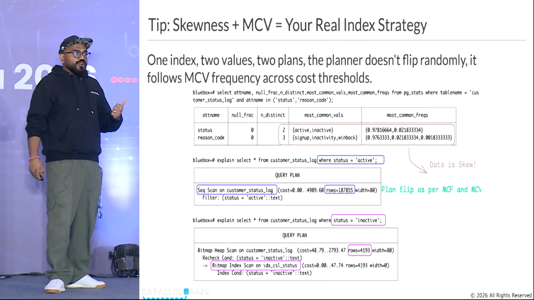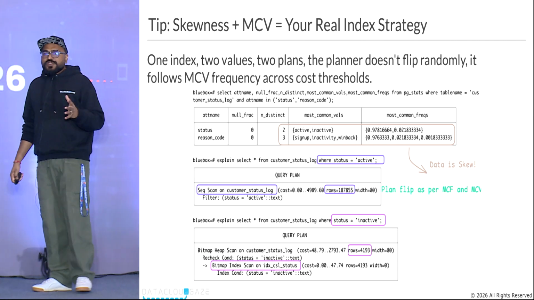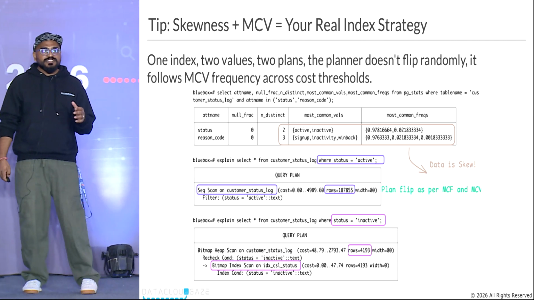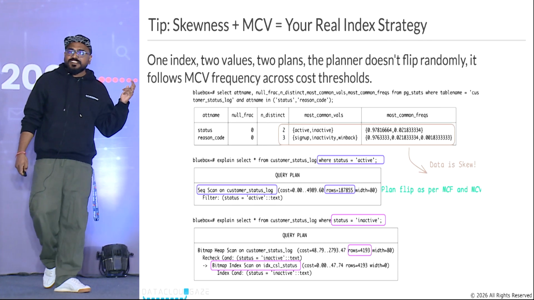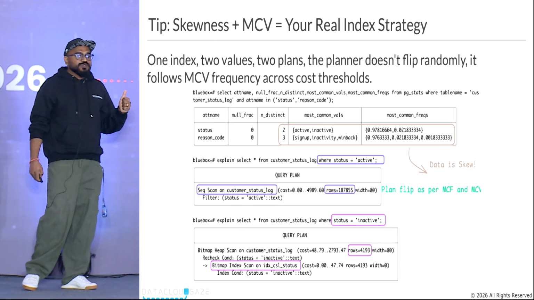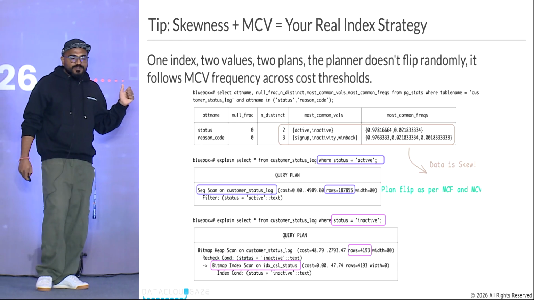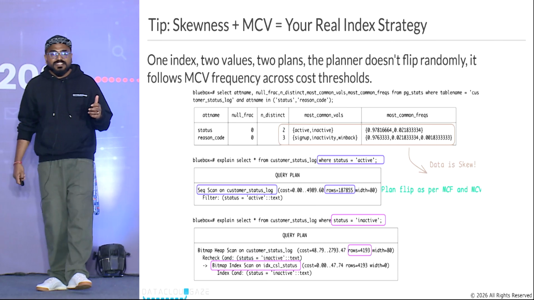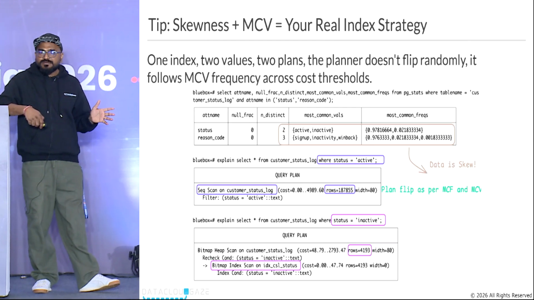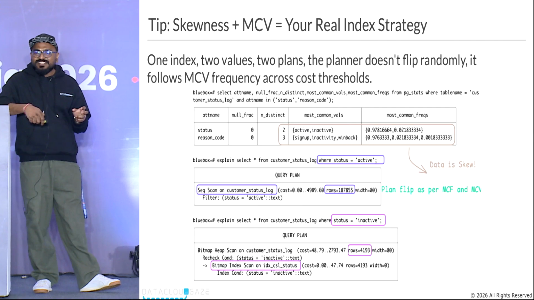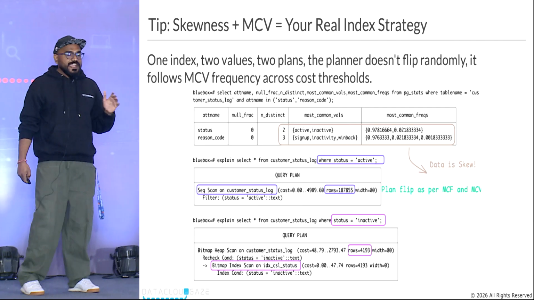Now, this is, again, an important component. In mathematics, there's a concept called a histogram, which tells you how your distribution looks for skewed values. There are two additional statistics that I didn't cover in the previous slide: most common value and most common frequency. If you look at some of the columns like status and reason, you can make out that some values are highly present in the whole table, and some are very minimal. And these are the values that the planner uses to flip based on your access pattern.